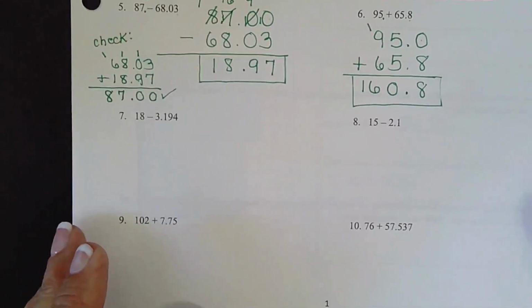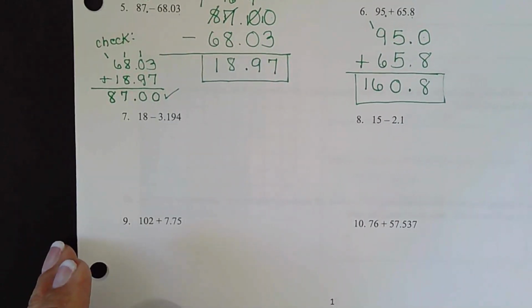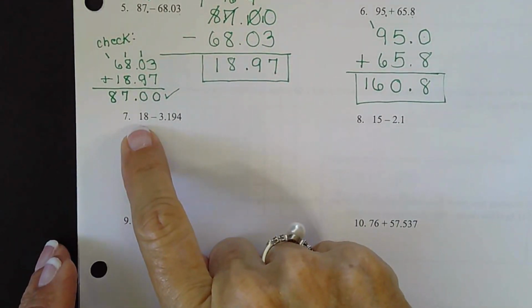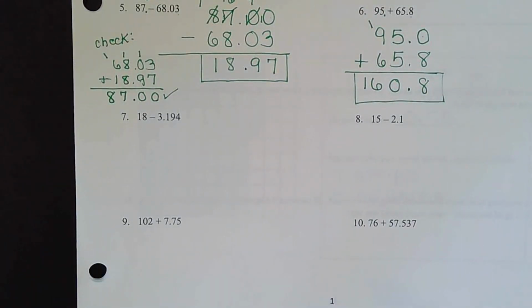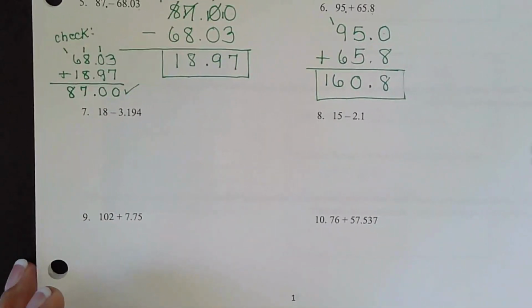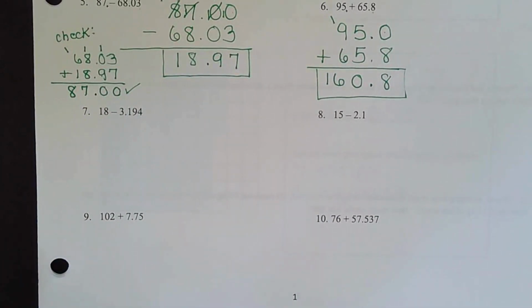Okay, next 2 are yours, so go ahead and shut off the video. It looks like this one you're going to have to add 3 zeros. This one you're going to have to add a 0. Go ahead and do those. You can just finish the last 4 if you want. So just go ahead and finish those and then come back and we will check the last 4 together.